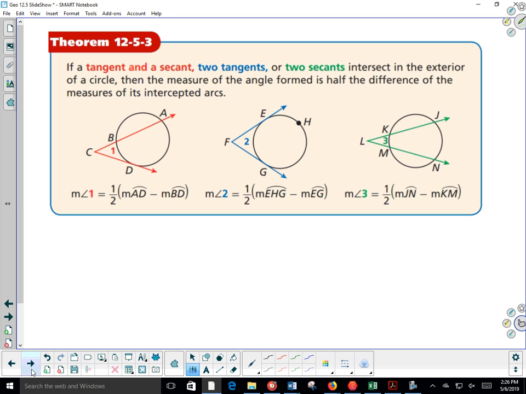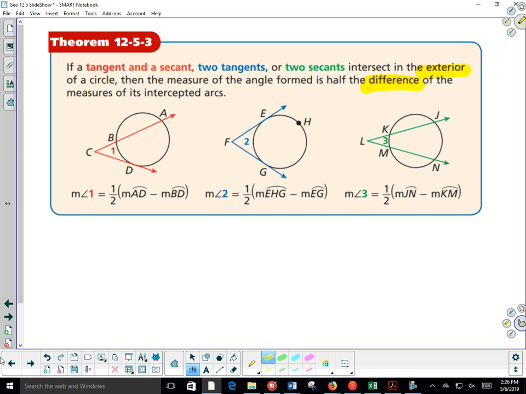All right, moving on. We have this theorem that says if a tangent and a secant, or two tangents, or two secants, intersect in the exterior of the circle, then the measure of the angle formed is going to be half of the difference of the measures of its intercepted arcs.